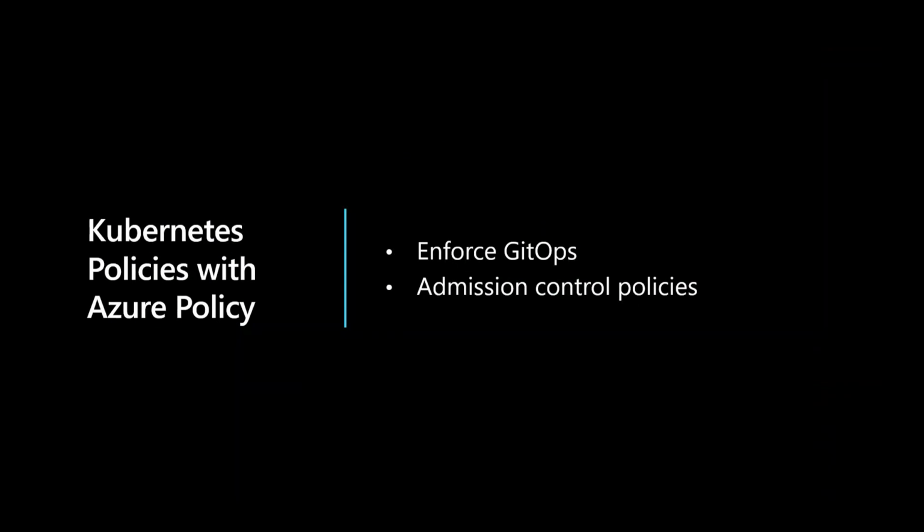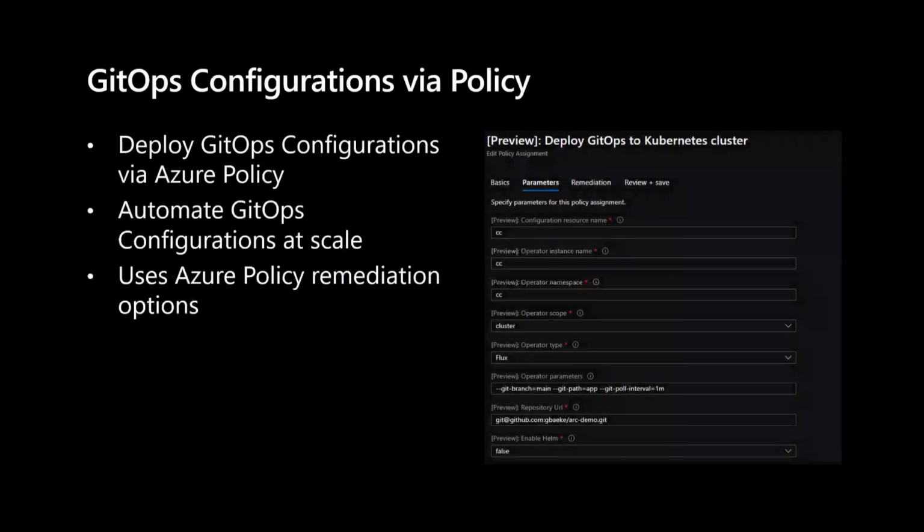Maybe a good thing to know is that the Kubernetes policies with Azure policy allow you a couple of things. The first one, which is actually an interesting one, is enforcing GitOps. If you think about it, if you have 10, maybe 100 Kubernetes clusters out there in the field, you don't want to manually configure them all with GitOps. No, you want to just apply a policy to all these clusters and let them automatically install these GitOps pieces. That's possible with Azure policy, to enforce it at scale. And then secondly, there are admission control policies. That's a little bit more special. I'll talk about it in a bit more detail later.